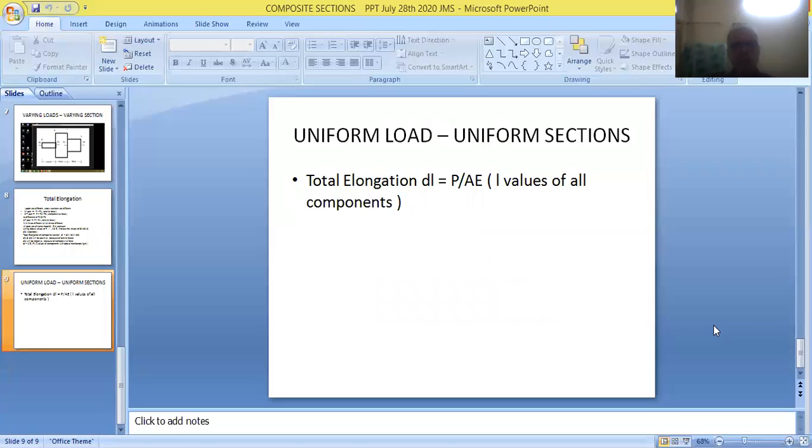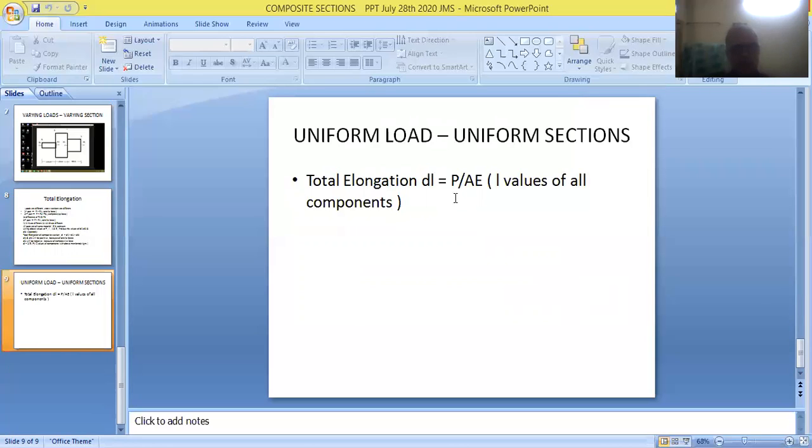And friends, we are coming to the last topic. It's the simplest. Now here the load is uniform and the areas of the components are also uniform. The same load is acting on all the components, referred to as uniform loads. The areas of all the components are one and the same, so uniform sections. So we have a very simple equation for solving the problem.